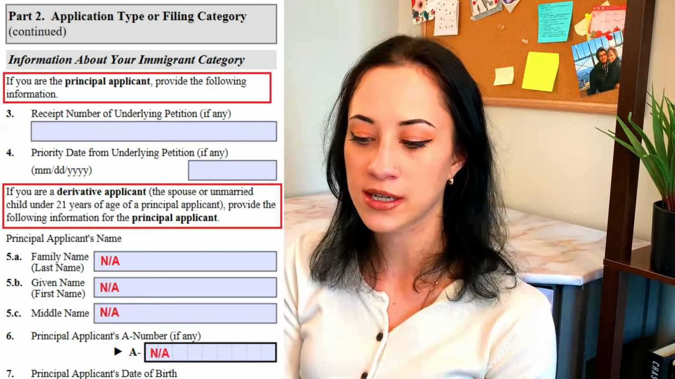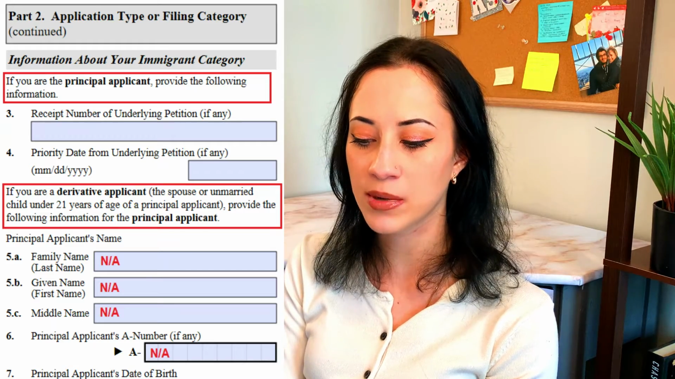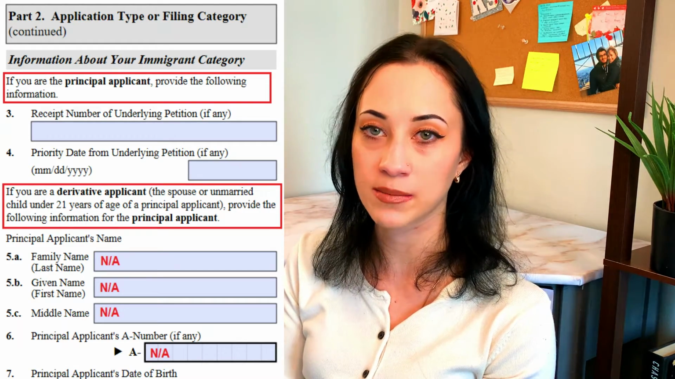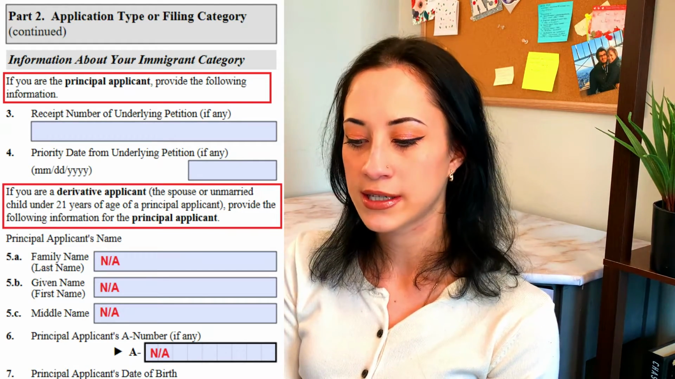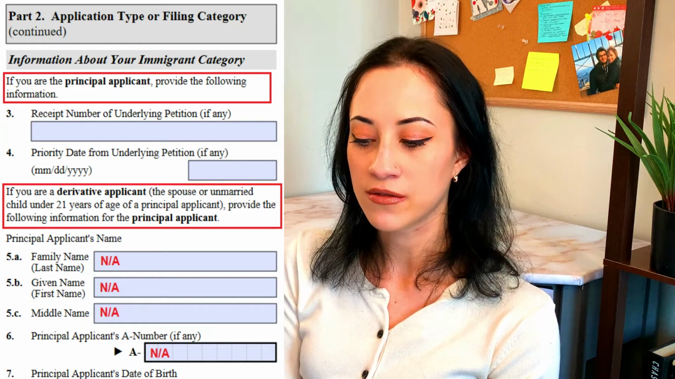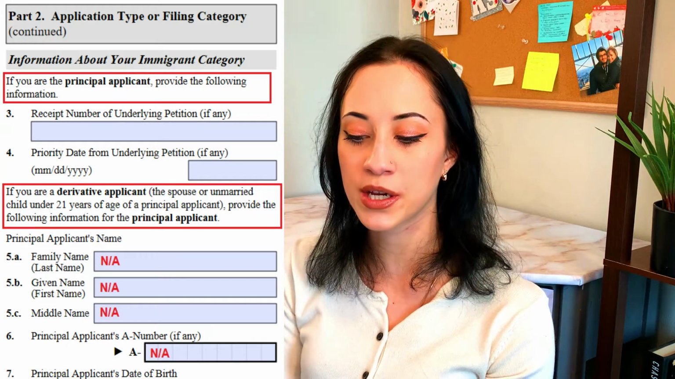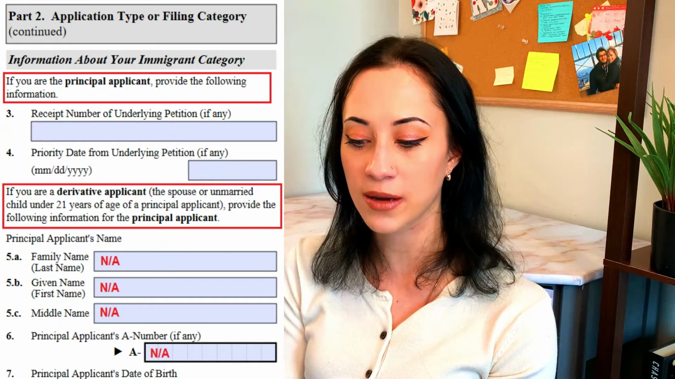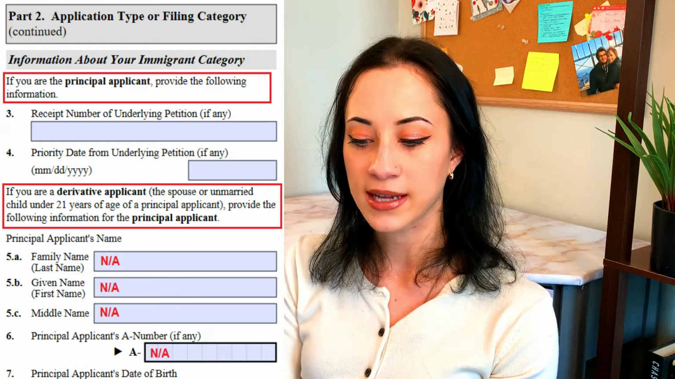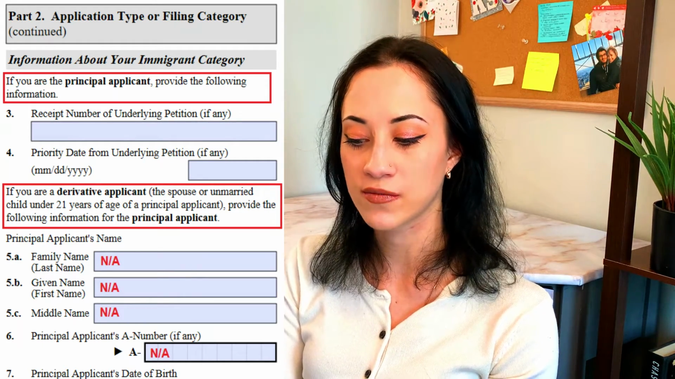If the person applying in this particular petition doesn't have a receipt number or priority date, you can just put not applicable. However, if you look down, it says if you're a derivative applicant, provide the following information for the principal applicant. Over here, you will be just putting not applicable in this area because their name as the principal applicant will already be listed in the beginning of this form.